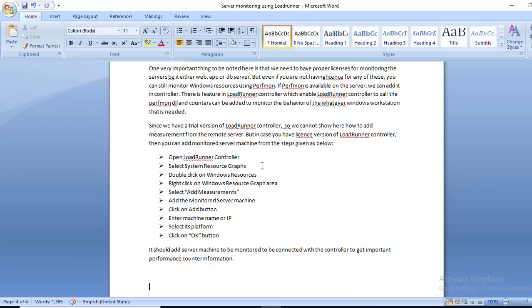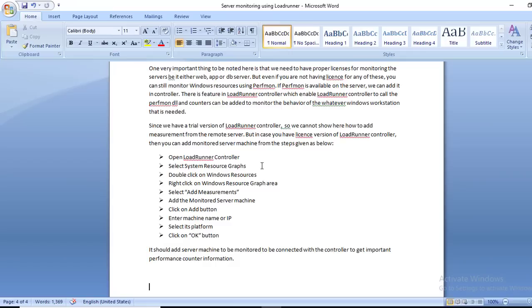We saw all the important performance counters. So we can add Perfmon using LoadRunner Controller. Since we are using the trial version, we are unable to show it here. We can get this counter measurement in the Controller itself. Since we have the trial version of LoadRunner Controller, we cannot show here how to add measurements from the remote server. But in case you have the licensed version, then you can add a monitor server machine from the steps given below.